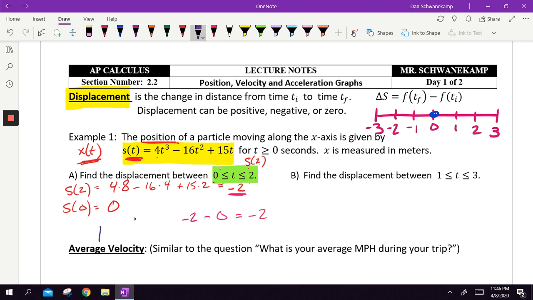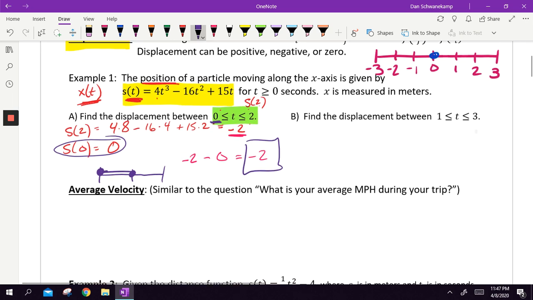Or in other words, here's what happened. We started at time equals 0. What was my position at 0? It was at 0. And then I went back to -2. So my displacement was -2. That's it. Okay, we could do the same thing with 1 and 3. We hopefully understand displacement.